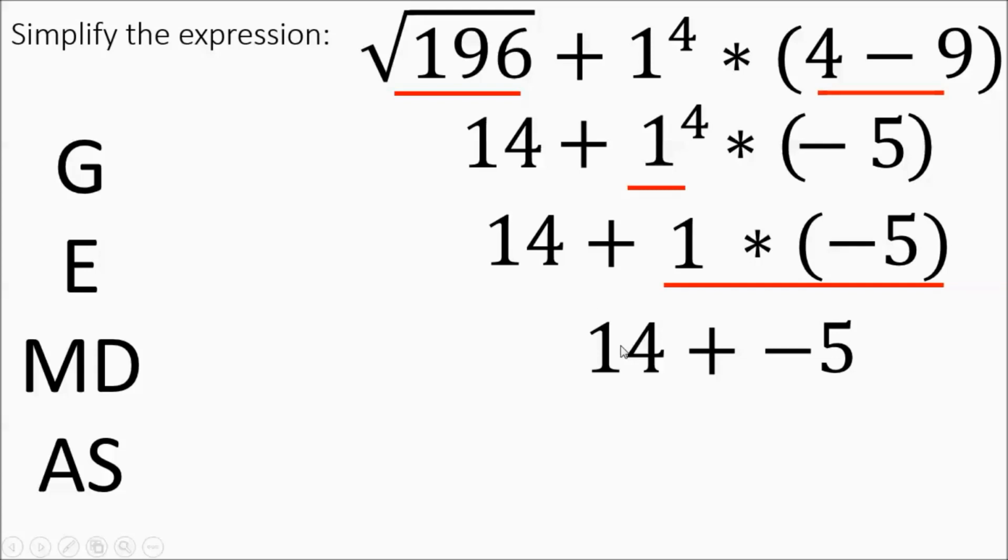I dropped down my 14 plus, and then that worked out to negative 5. So now we're in our add subtract mode. I'm going to go ahead and rewrite this with a single sign, and then you're done.